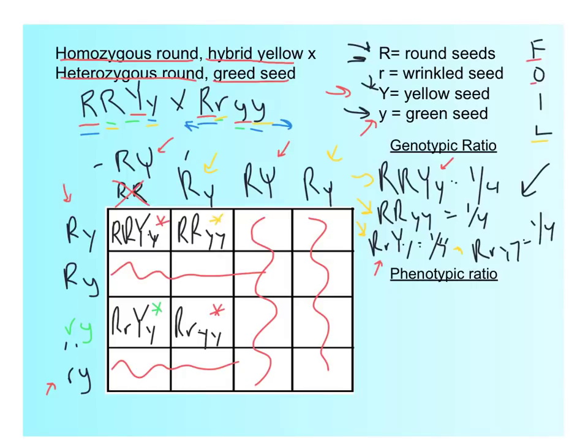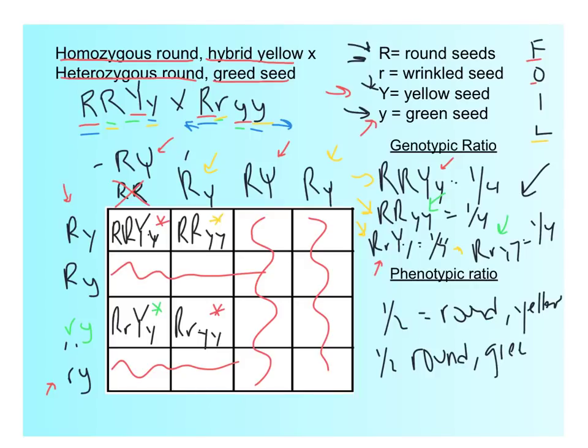So, 1/2 or 2 out of 4 are going to be round seeds and yellow. The other two, this one's going to have round seeds, but it's got two little Y's. And this one's going to have round seeds, but it's also got two little Y's. So the other half are going to have round seeds as well, but they're going to have green. Round and green. That's how it works.